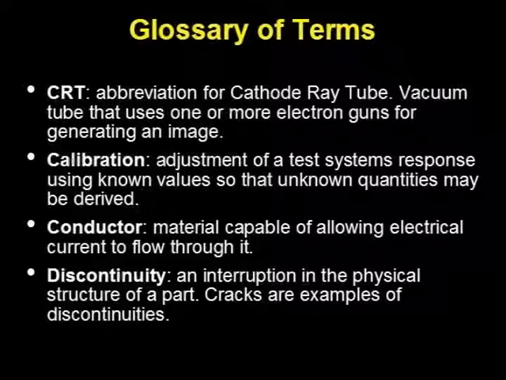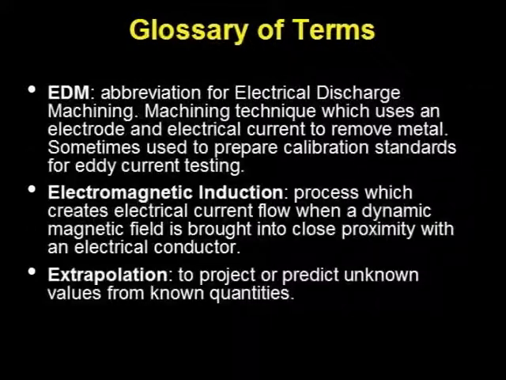Calibration is adjustment of a test system response using known values so that unknown quantities can be derived. Conductor is a material capable of allowing electrical current to flow through it. Discontinuity is an interruption in the physical structure of a part. Cracks are examples of discontinuities. EDM is an abbreviation for electrical discharge machining, which uses an electrode and electrical current to remove metal. This method is sometimes used to prepare calibration standards for eddy current testing.